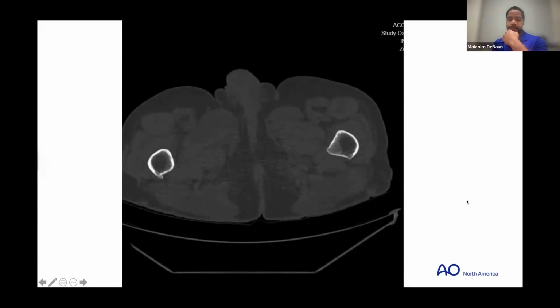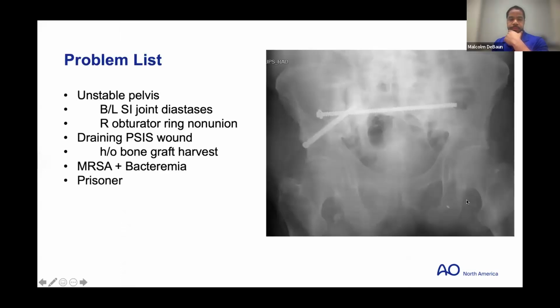Okay, so this is a tough one, right? So what's his problem? He has an unstable pelvis, right? He's got bilateral SI joint diastasis and he's got a right obturator ring non-union. He also had a draining PSIS wound that was from a history of prior bone graft harvest for another procedure. So actually, he had a posteriorly based draining wound.